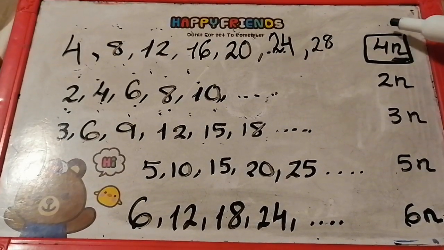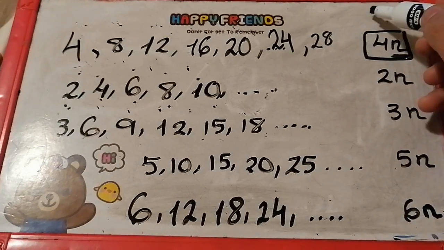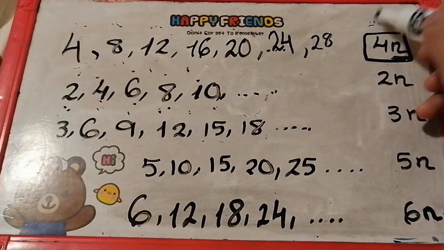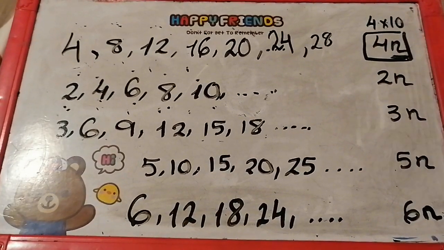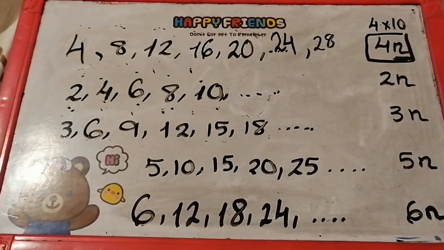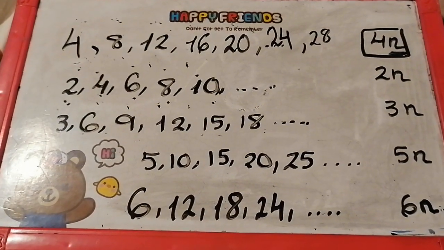So what if I want the 10th number? The 10th number, I'll substitute by n equals 10. So what is 4 times 10? 4 times 10 is 40, and so on, right? So 4n is a formula for any number in the sequence, times table 4.